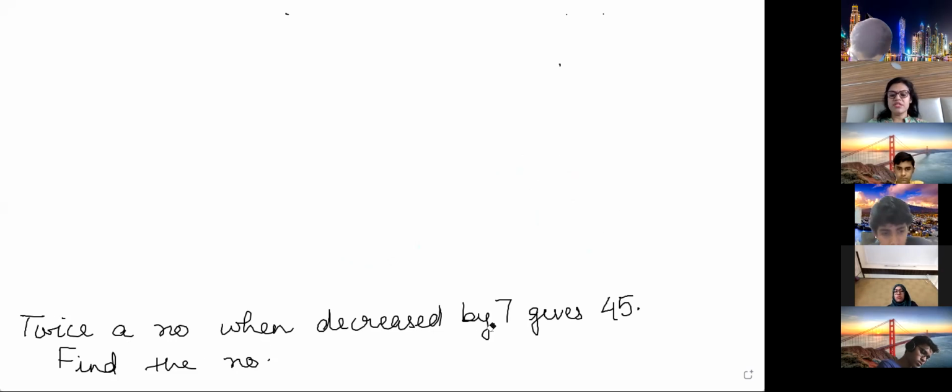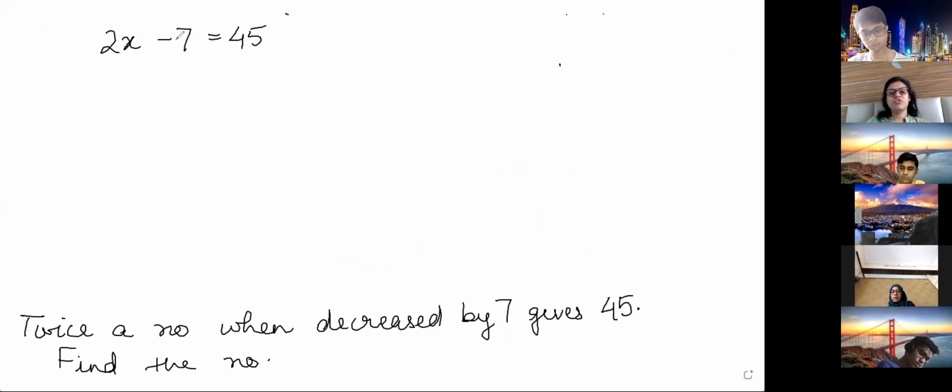Twice a number when decreased by 7 gives 45. Who will give me the equation? Farhana, you give me the equation. Twice a number when decreased by 7 gives 45. 2x minus 7 is equal to 45. Yes, 2x minus 7 is equal to 45.